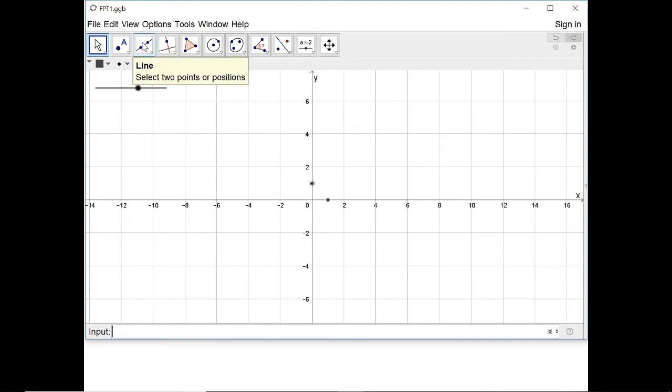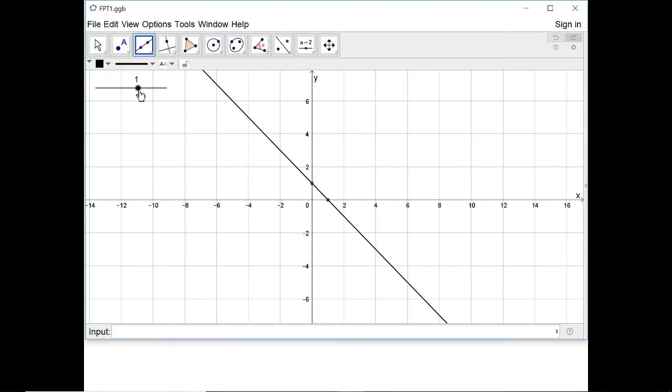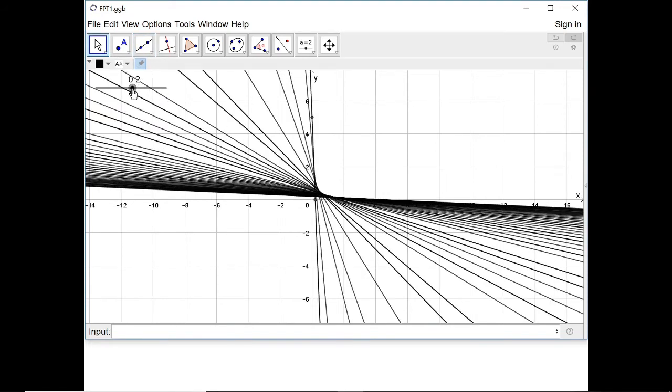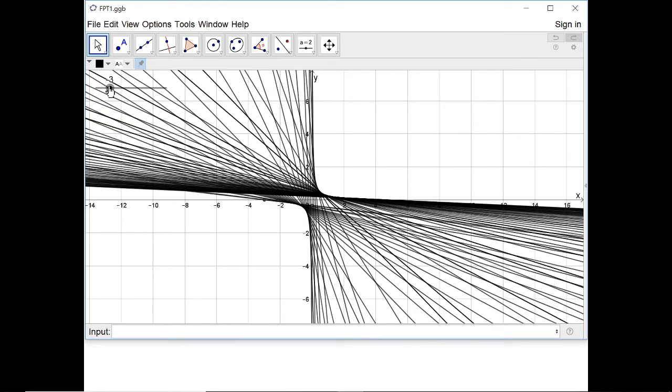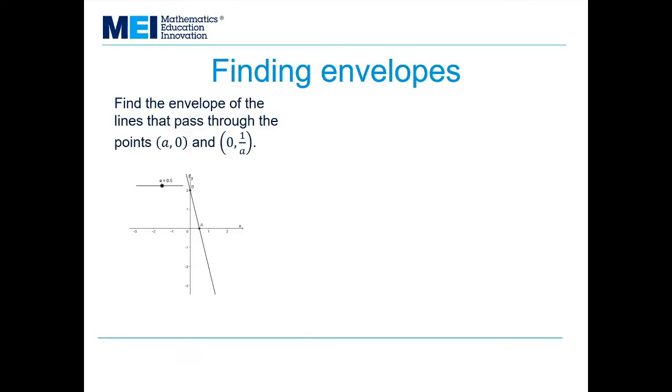So I'm going to draw a line that joins those 2 points. And then I'm going to use the trace function. So I right click on the line and turn the trace on. And then as I move my slider for a, it draws all of the different lines. And you can start to see the envelope starting to form. And if we look at the shape of it, it looks as if it might be a rectangular hyperbola. So how will we prove that it is in fact a hyperbola?